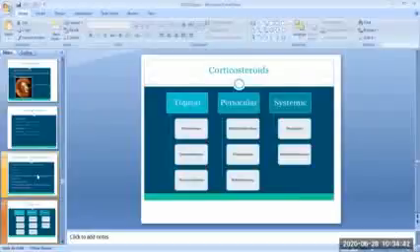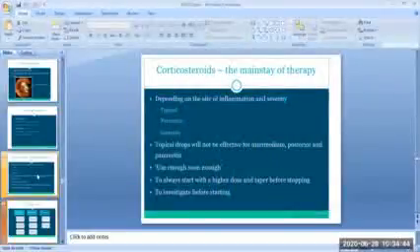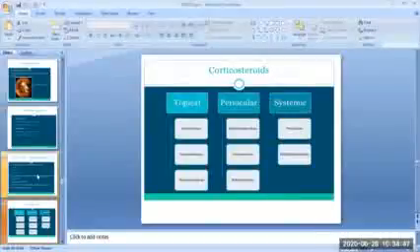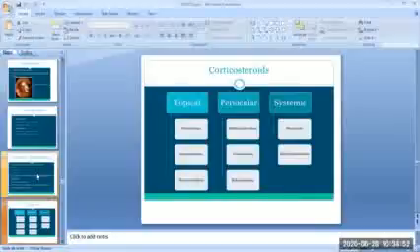The three forms of the corticosteroids are the topical, periocular, and the systemic. The examples of topical corticosteroids are prednisolone and dexamethasone and fluorometholone. The examples of periocular corticosteroids are methylprednisolone, triamcinolone, and betamethasone. The examples of systemic corticosteroids are prednisolone and methylprednisolone.